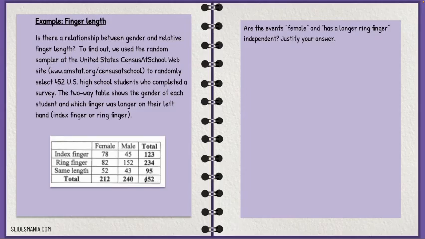They surveyed 452. This one says female with longer index finger was 78. Female with longer ring finger is 82. Female that had the same length with ring finger and index finger. And then we can go down the male side as well. Are the events female and has a longer ring finger independent? Here's female, 212, sorry.